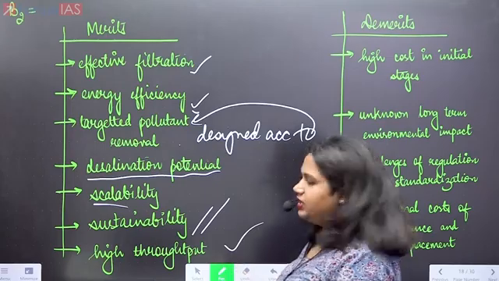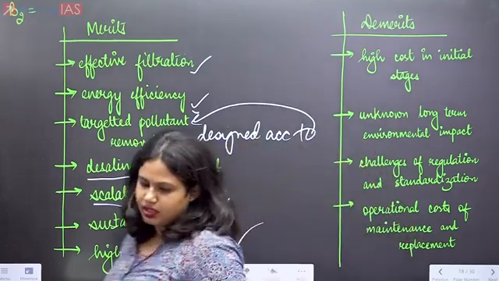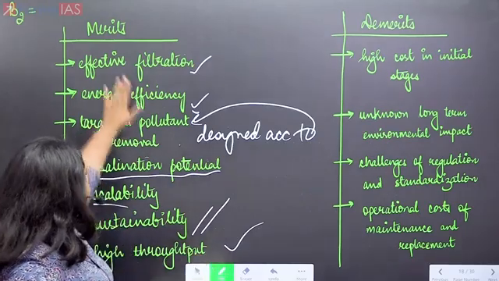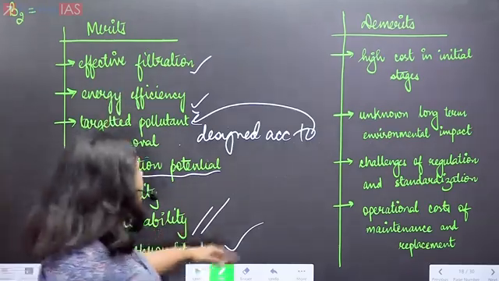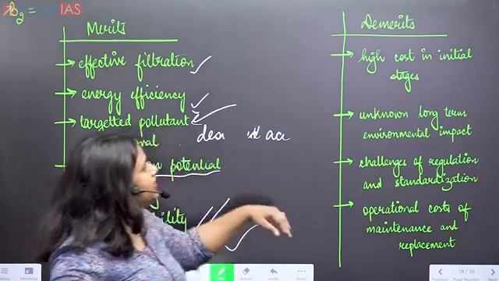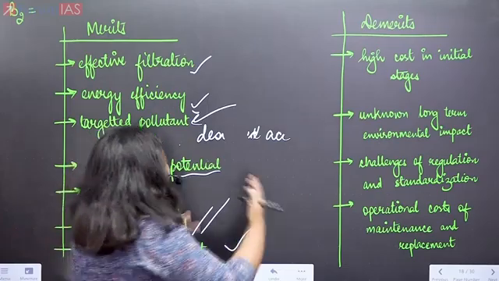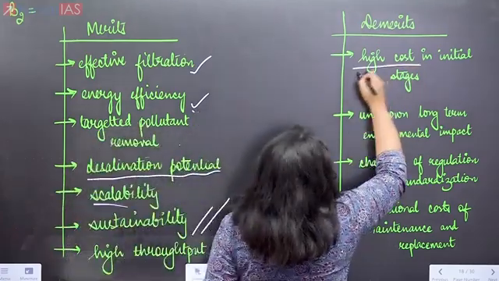It can also have high throughput. Large volumes of water can be filtered here if the system is so designed. Right? So these are the merits. Fair. Then for demerits, what you're going to write is, in the initial stages, it is going to be very, very expensive. Developing the technology is going to have very high cost.